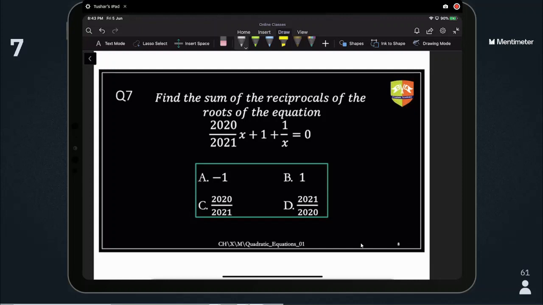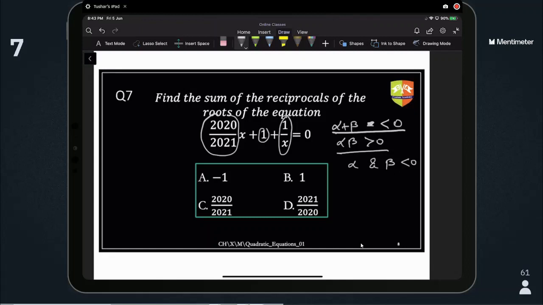There are two ways of doing it. One is to identify the signs of the coefficients. All are positive. That means alpha plus beta is negative, less than zero. Correct? And alpha beta is greater than zero, because all the coefficients are positive. If you reduce it to the quadratic equation, all the coefficients will be positive. So alpha beta is greater than zero and alpha plus beta is less than zero. That means both alpha and beta are individually less than zero.